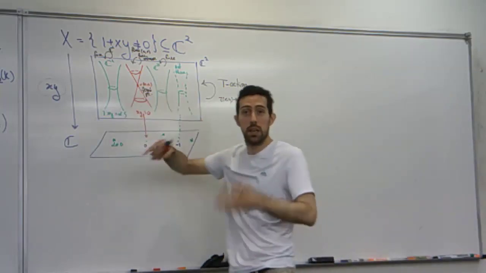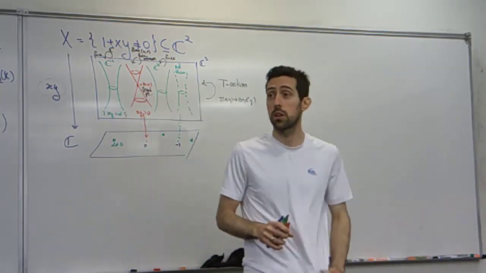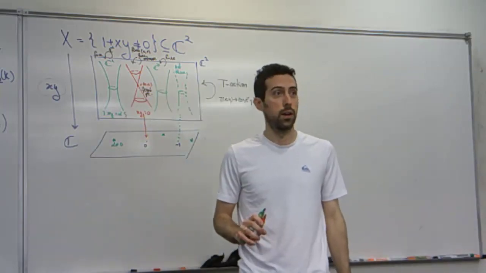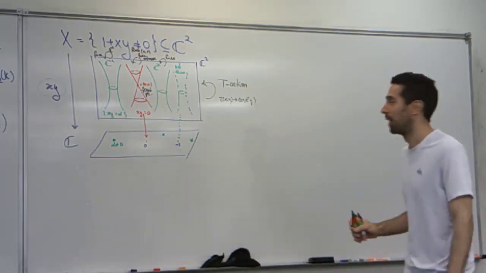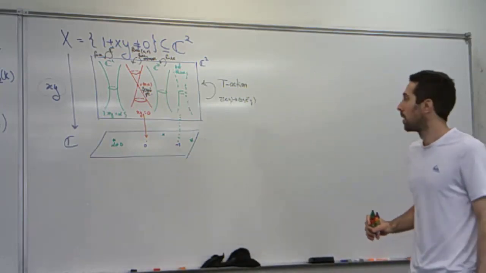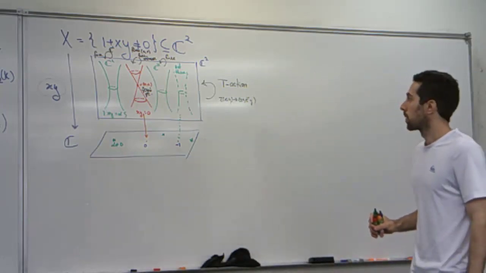Because this minus the origin is the disjoint union of two C stars. Are we comfortable so far? Okay, now comes the fun. So it's free, but not transitive. So it's transitive on each of the components, but... and free.